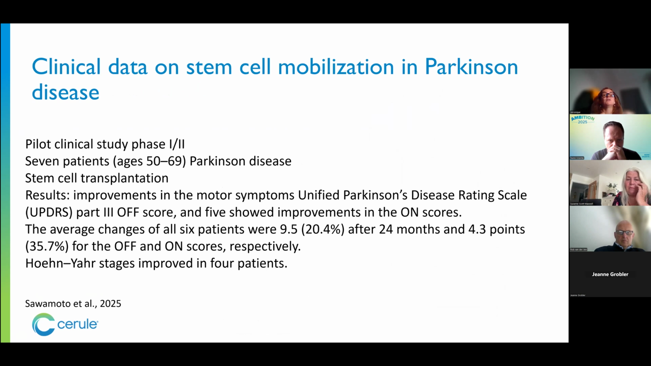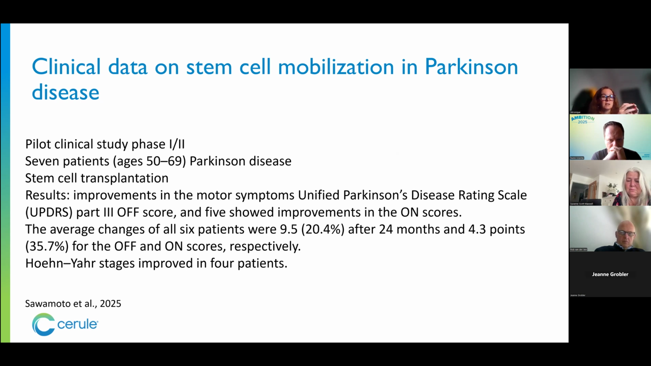Now we will see not only the number of stem cells, but the impact of stem cell mobilization. There are several clinical studies, sometimes pilot clinical studies, such as this one on 7 patients with Parkinson's disease, aged from 50 to 69 years old, with stem cell transplantation. So we increase the number of stem cells in circulation, and there is a significant improvement in the Unified Parkinson Disease Rating Scale, the UPDRS.